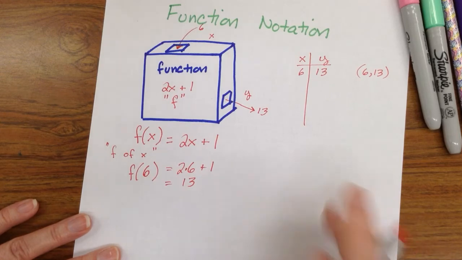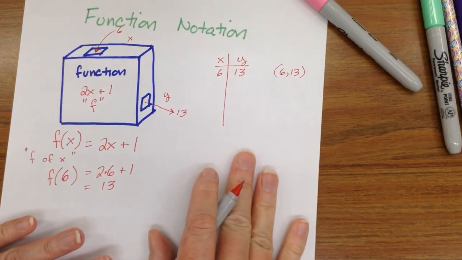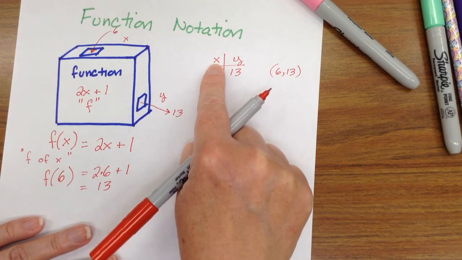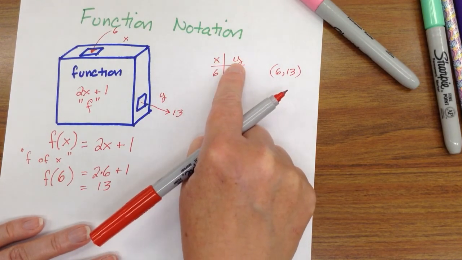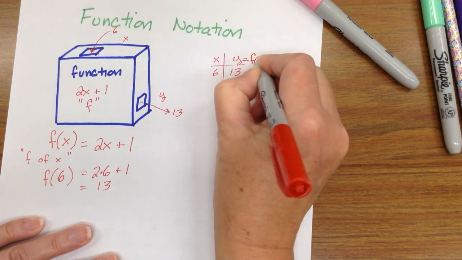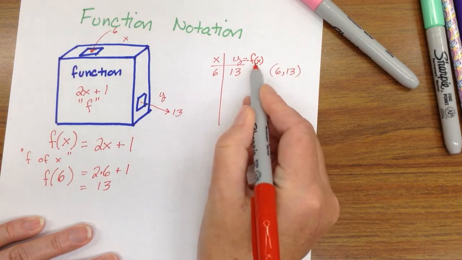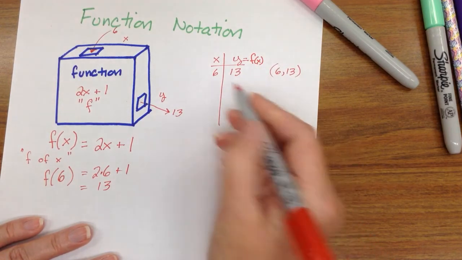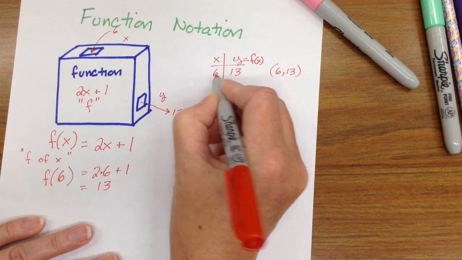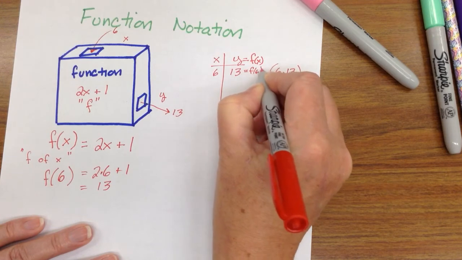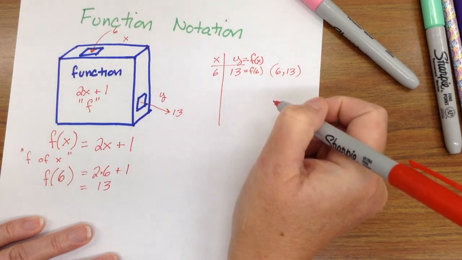And we got the answer, 13. Come back over here to our table. We can now relabel the table with x, f of x. F of x is like the y coordinate, the answer that comes out. So 6 went in for x, and 13 equaled f of 6.